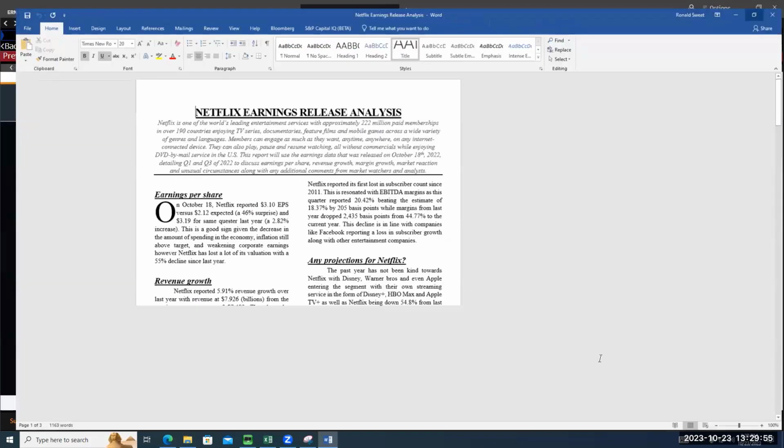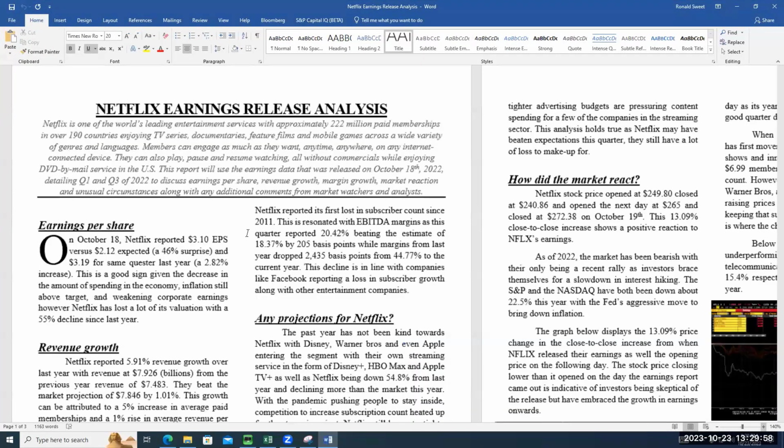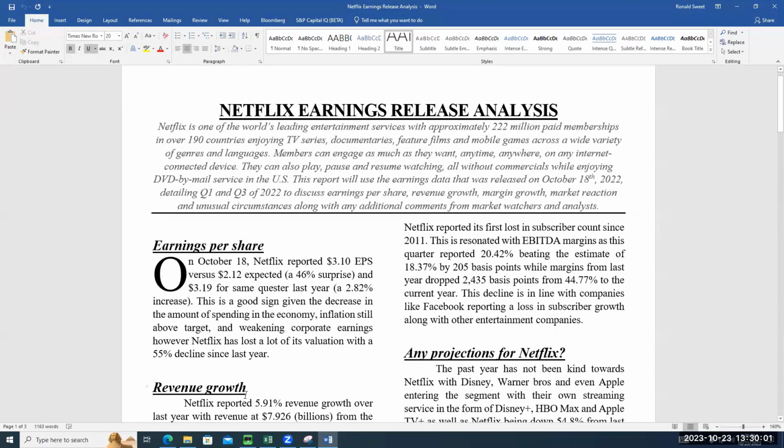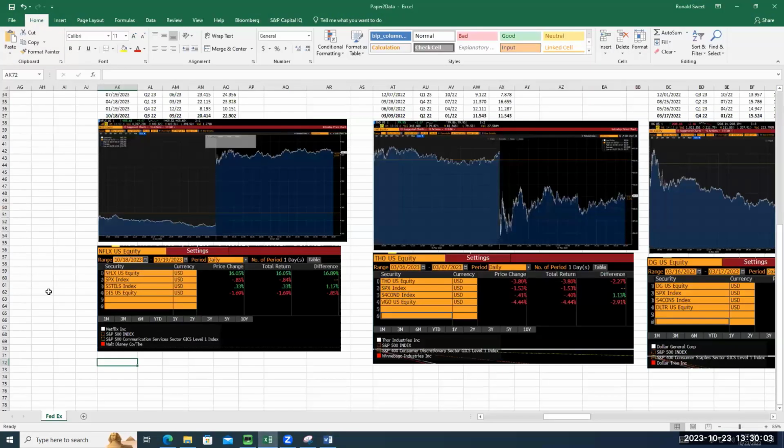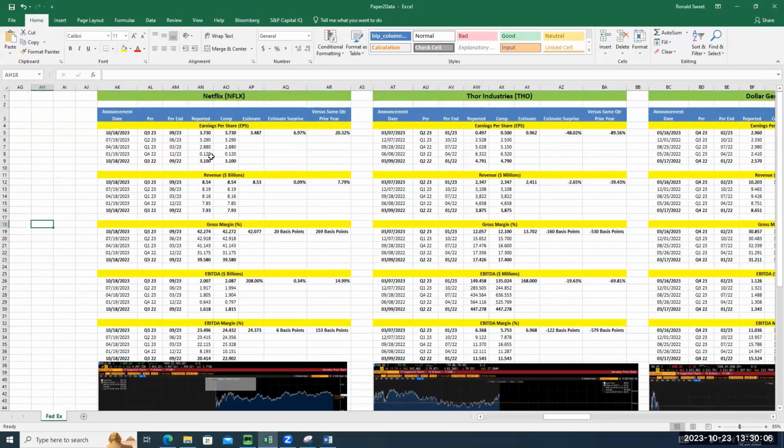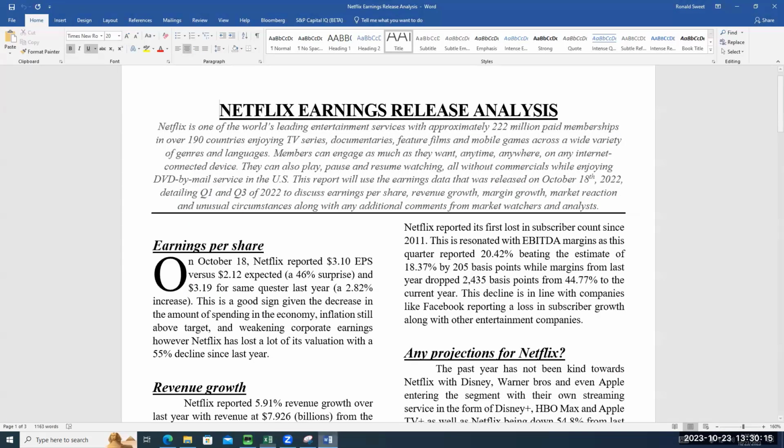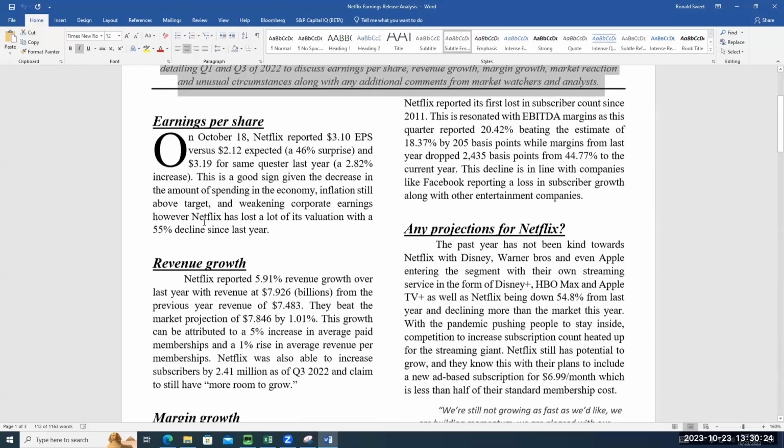So let me show you an example of a Netflix paper from last year. So this is a year old. So last year, you remember, their earnings were $3.10, pretty strong, and then they had a really bad quarter after that. So if we look at this paper, they'd start with an abstract to talk about what's going on, the earnings per share. So there's that 310 versus expected. So a 46% surprise, and 319 for the last year.